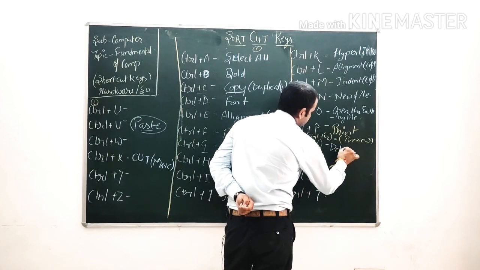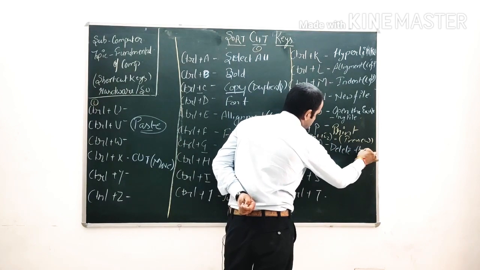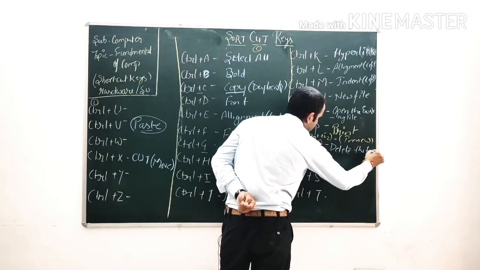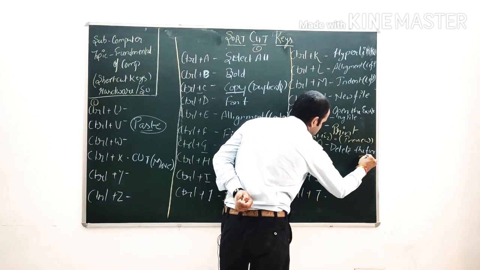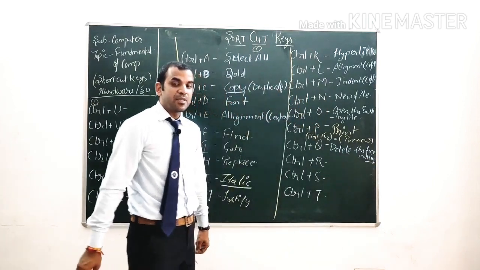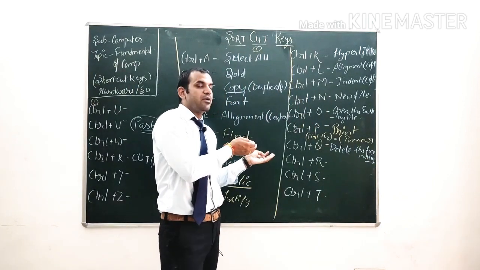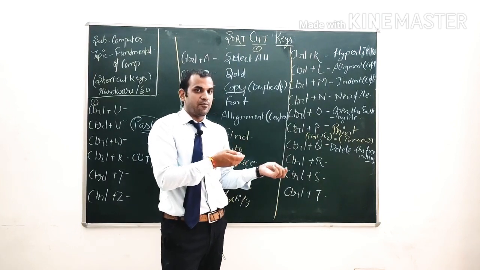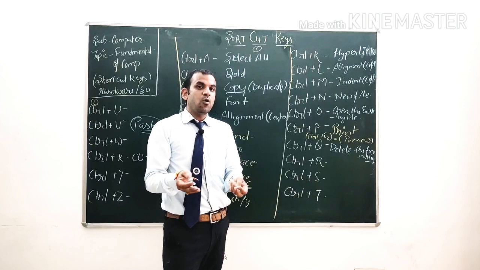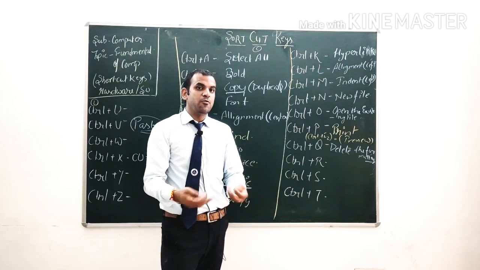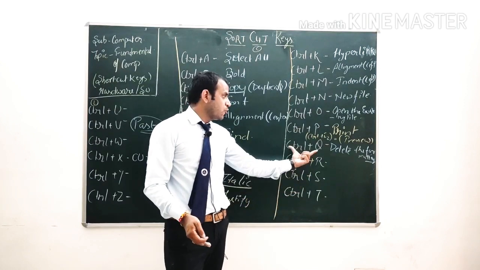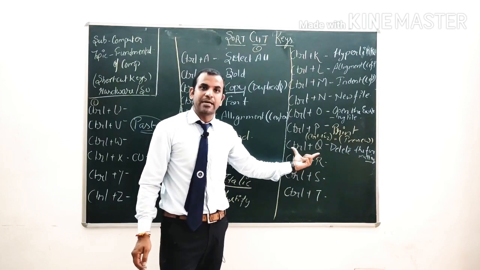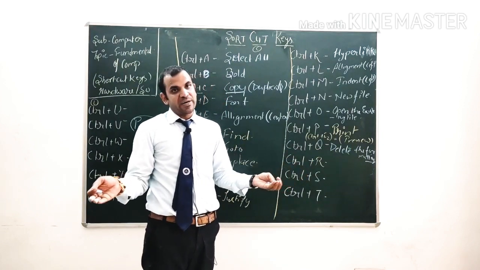delete the formatting. Delete the formatting means there is a paragraph in your MS Word and you applied so much formatting in your paragraph, but at last you want all the formatting to be removed. So you will apply Ctrl+Q after selecting the whole paragraph. All formatting will be removed automatically.